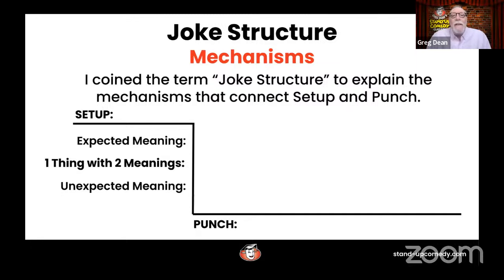Now, these three mechanisms are really important, because they help you understand joke structure. There's a lot more going on inside of jokes than just these three things, yet these three are required. So it's a place to go to begin identifying jokes and understanding jokes. This is where I get everybody to start. So, one thing with two interpretations: one of the interpretations or meanings is expected, the other's unexpected.